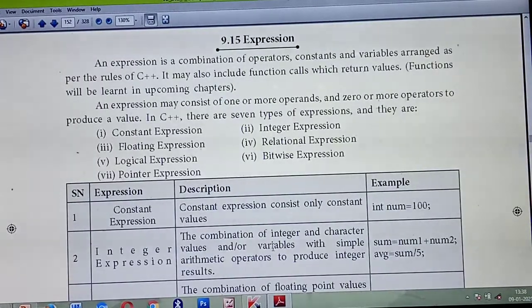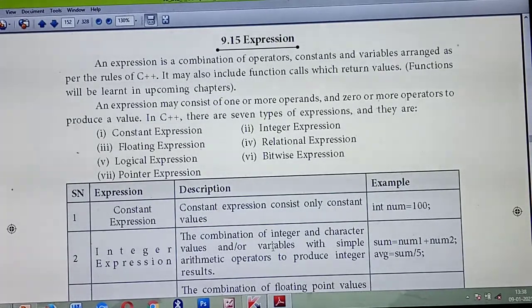So next we are going to study about expressions. Okay. So in this chapter, what's the title of our chapter? Data types, variables and expressions. So data types over, variables over. The next topic, that is the last topic, is expression.